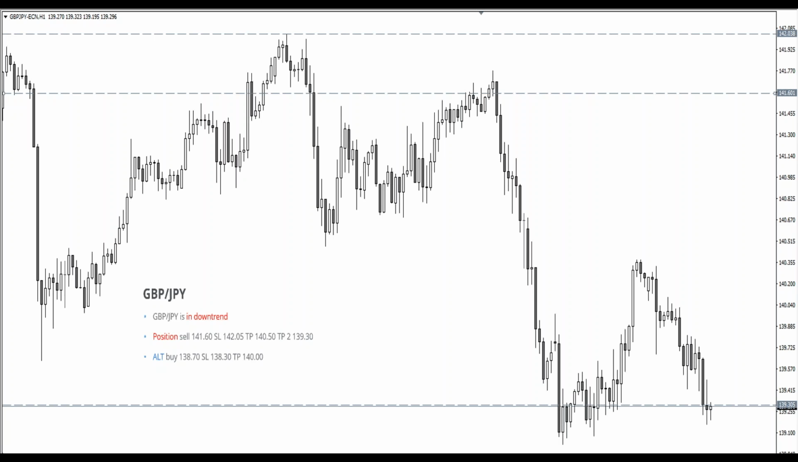We had a positional sell at 141.60 with stop loss at 102.05. TP1 was 140.50, TP2 139.30, and then what actually happened is exactly, guys, we had a nice sell here at 141.60, but originally it wasn't that good because after we had a sell, it went like 20 pips in profit here. Okay, you see pound yen. And then it went into a drawdown originally, but it didn't hit our stop loss.